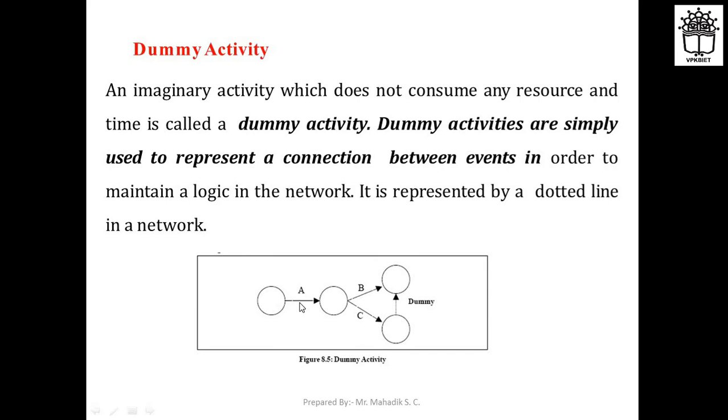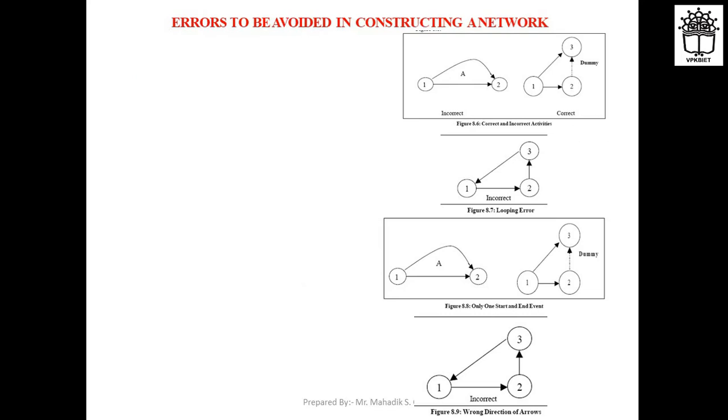Here you can see the activities A, B, C, and this is the dummy activity, shown with just a dotted line. It does not consume any resource, and it does not consume any time either. So that is your dummy activity. Here you can see where we can use this dummy activity. Some examples are given.